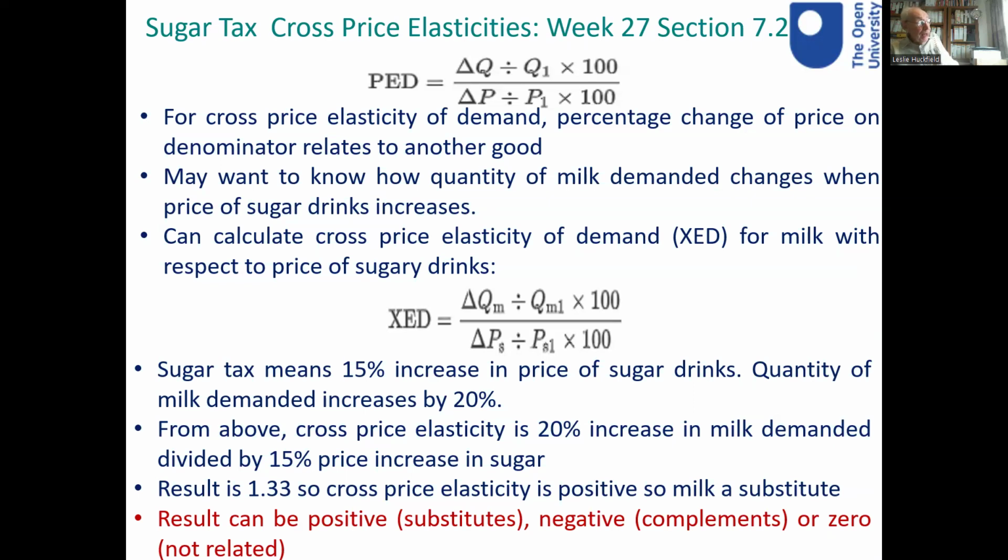sugary drinks. And sparing you all the details, the result of doing that formula and showing how a price change in one good can affect the demand for another good, the outcome of all of that can either be positive or it can be negative. In other words, they complement each other, they're not substitutes for each other, or there may be no change at all because the demand for the one is not related to the other.